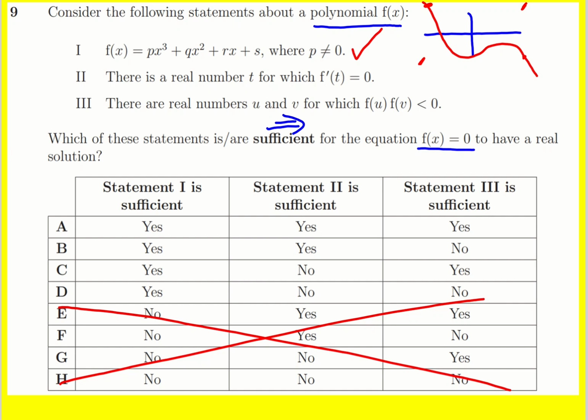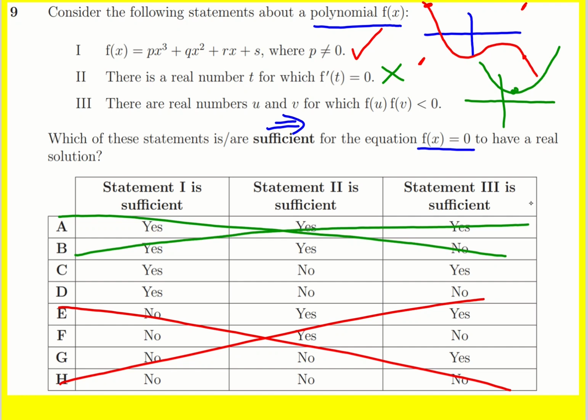Then in the second one, we're not told it's a cubic anymore. We just said there's a real number t for which the stationary point is 0. Does that guarantee that we have a real solution? Remember I said it's not necessarily a cubic now. So what if I had a quadratic? I could just have a quadratic polynomial that goes like this. Then I would get a stationary point, but I wouldn't get a solution to f of x equals 0. So this one is not sufficient.